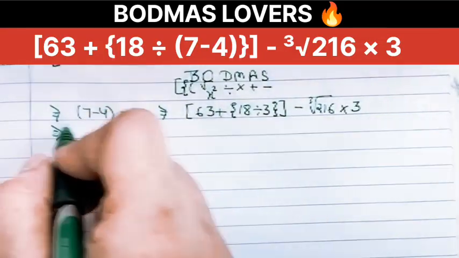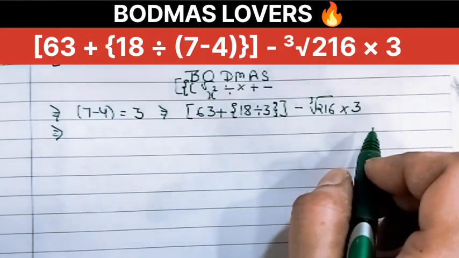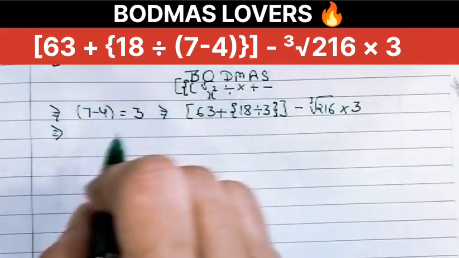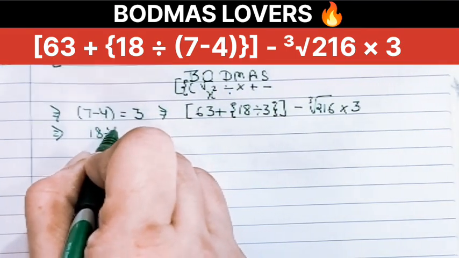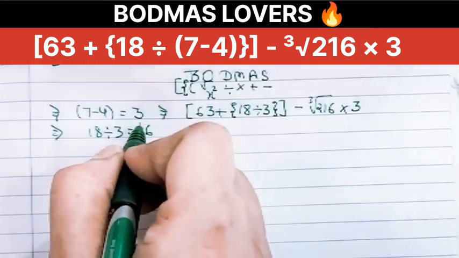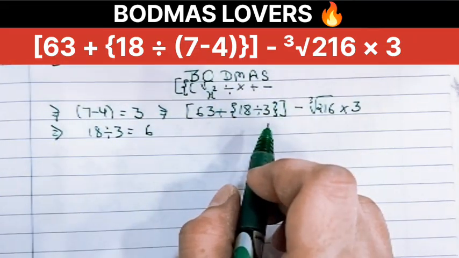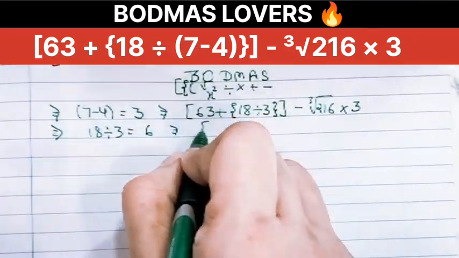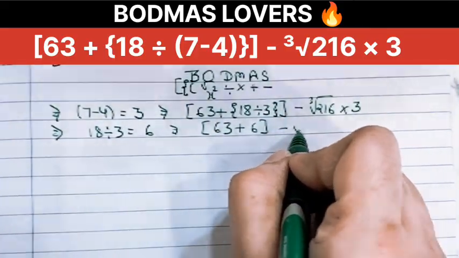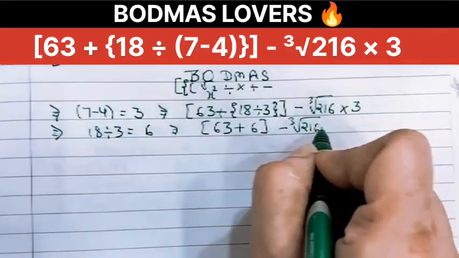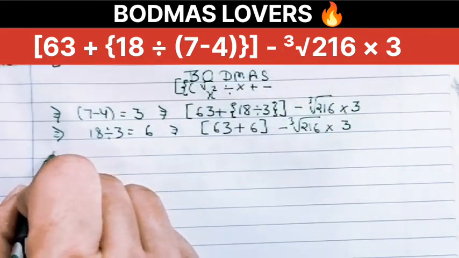According to the next step, parentheses are now completely removed and we solve the curly braces. Now we continue working outward to the next level of brackets, which is 18 divided by 3 in curly brackets, and we'll get 6. The curly braces are fully simplified, and now the current expression becomes 63 plus 6 in square brackets, minus cube root of 216 multiplied by 3. Move to the next step.